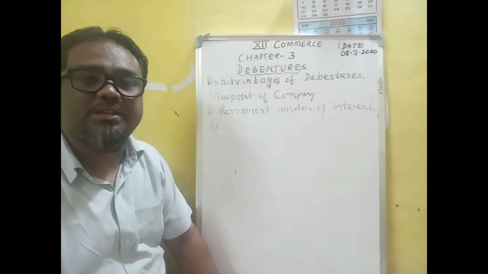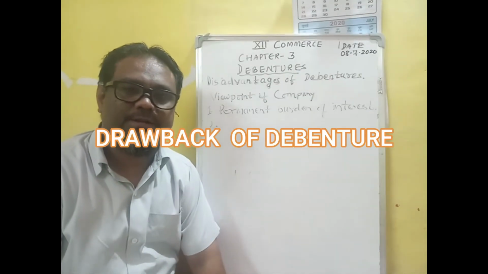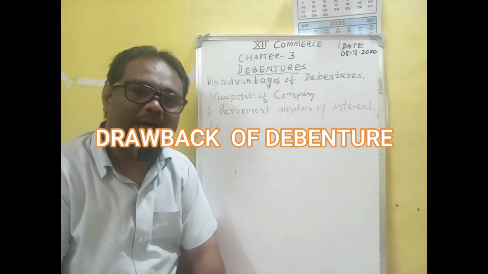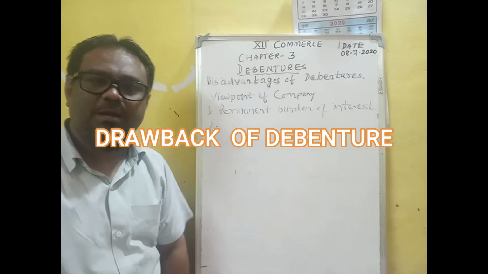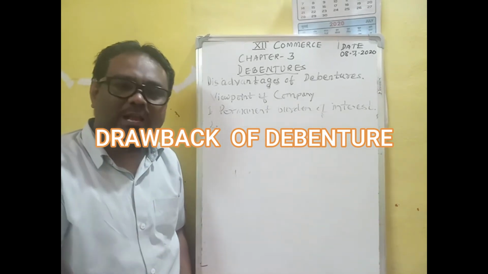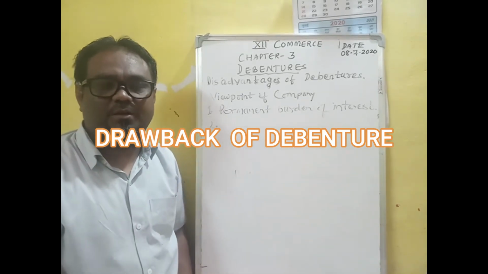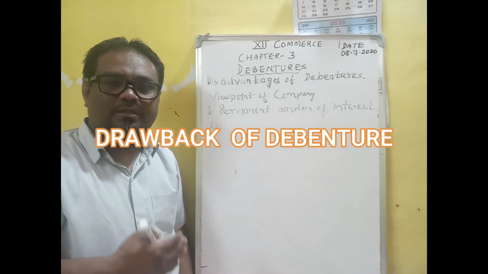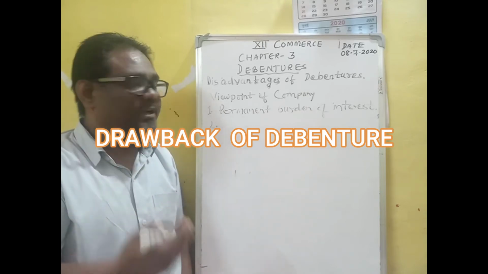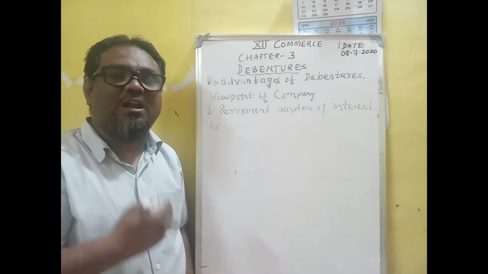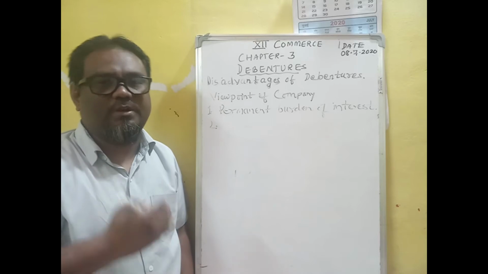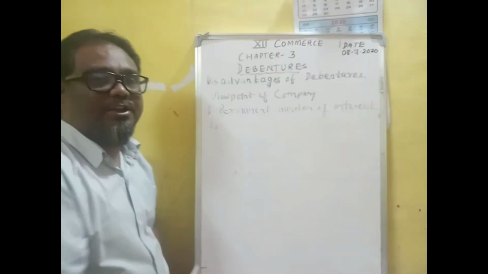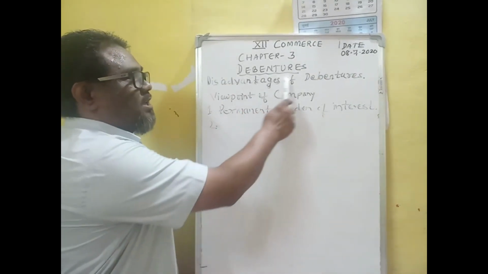Now let's see the drawbacks, disadvantages, demerits of debentures. Everything has a brighter side as well as a darker side. We have already seen the brighter side of debentures. Now let's see the darker side, that is the drawbacks, demerits of debentures. So what are the drawbacks, disadvantages of debentures?